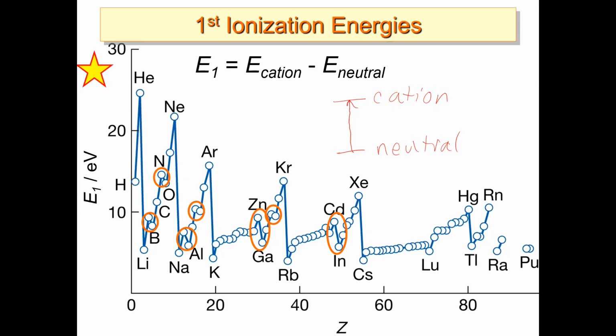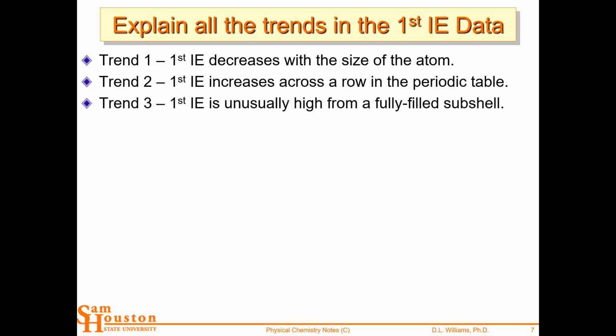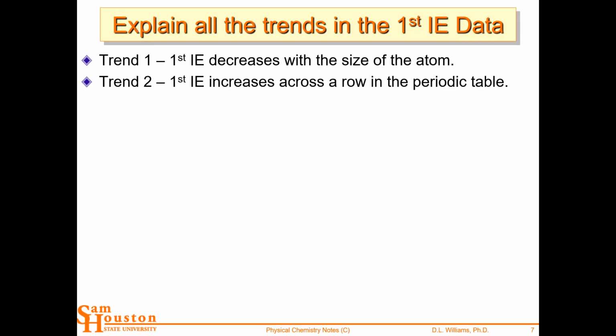So let's look at these trends based upon their electron configurations. Let's explain all of these trends. There are 5 trends in this data. The first one: the first ionization energy decreases with the size of the atom. You can write these down now, or just wait till you get the notes. They're all in there. The first ionization energy increases across a row in the periodic table. That's the one we just talked about, that incomplete shielding of the electrons.